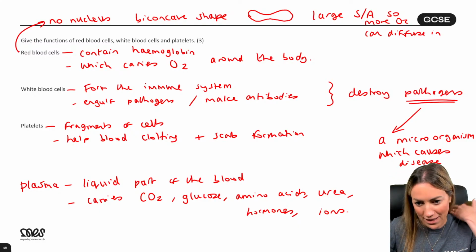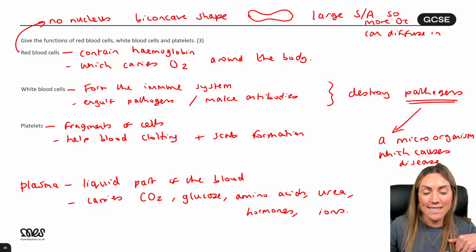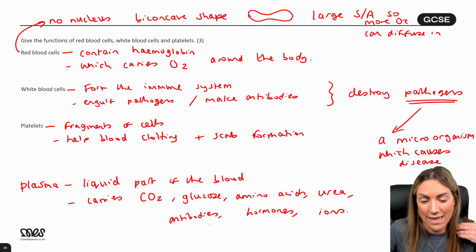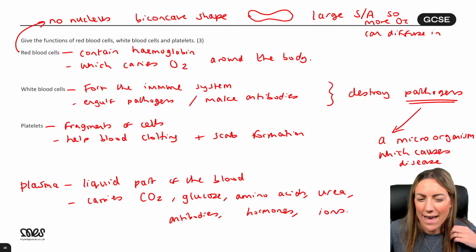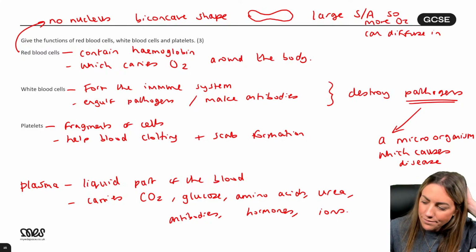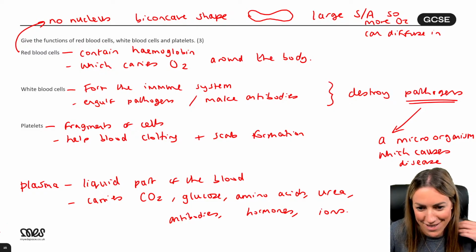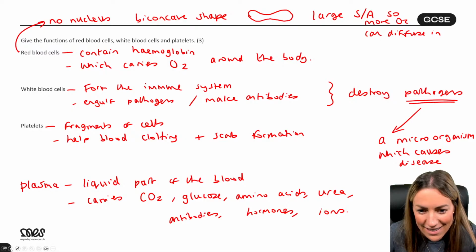I love how you're helping each other in the chat as well. Yeah, antibodies would be carried in the plasma as well. Urea is not a hormone, no. Urea is produced from the breakdown of excess amino acids in the liver, which is paper 2, so we won't really get into that. Yeah, they carry everything except oxygen. Think of it like that.